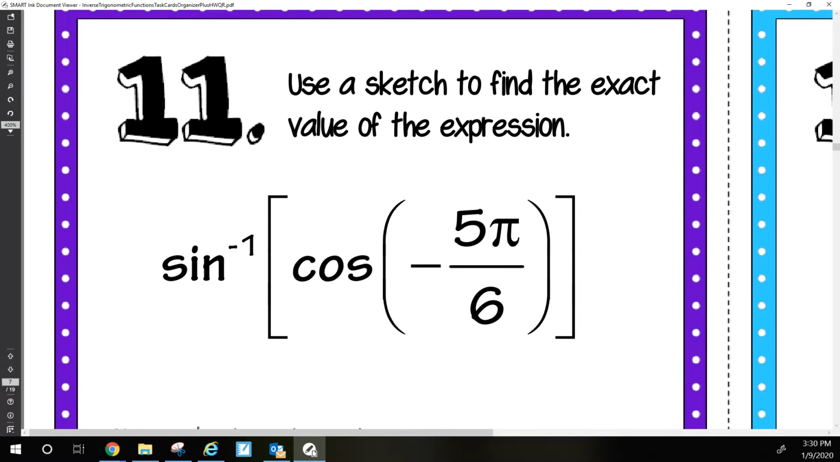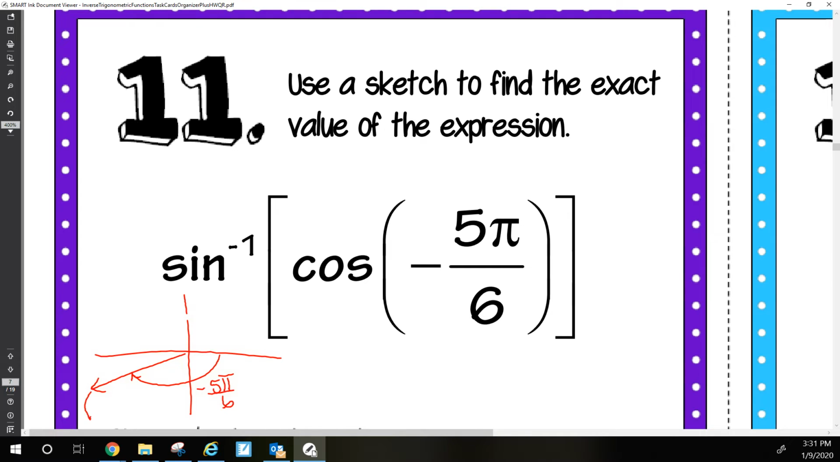Welcome back, pre-calculus. Here's number 11. It's sine inverse of cosine of negative 5 pi over 6. Well, I know 5 pi over 6 is over here. Negative 5 pi over 6 is the same angle, but going in this direction. So this guy here would be negative 5 pi over 6.